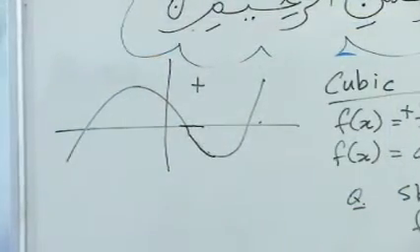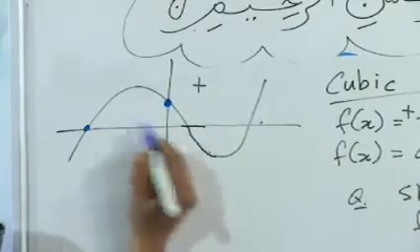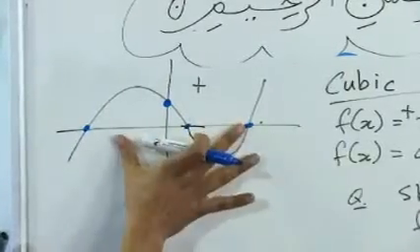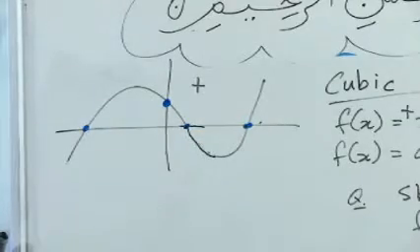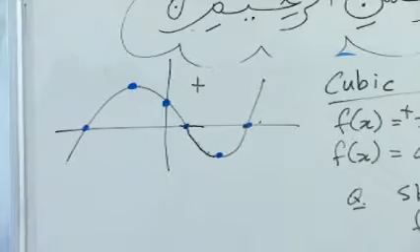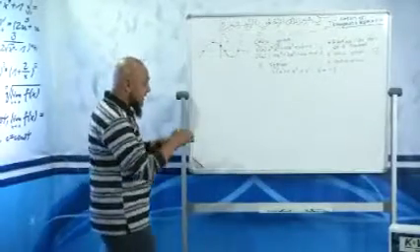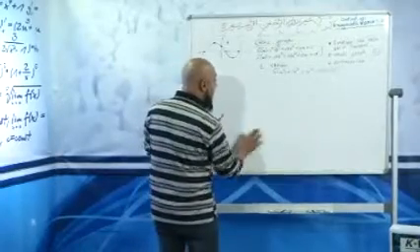What do we require in order to sketch this graph? We need a y-intercept. We need x-intercepts. Like we said, 3 intercepts, 2 intercepts, or 1 intercept. And we need 2 turning points, which in calculus we don't call turning points. We call them SPs, stationary points. So let's go into process and procedure.